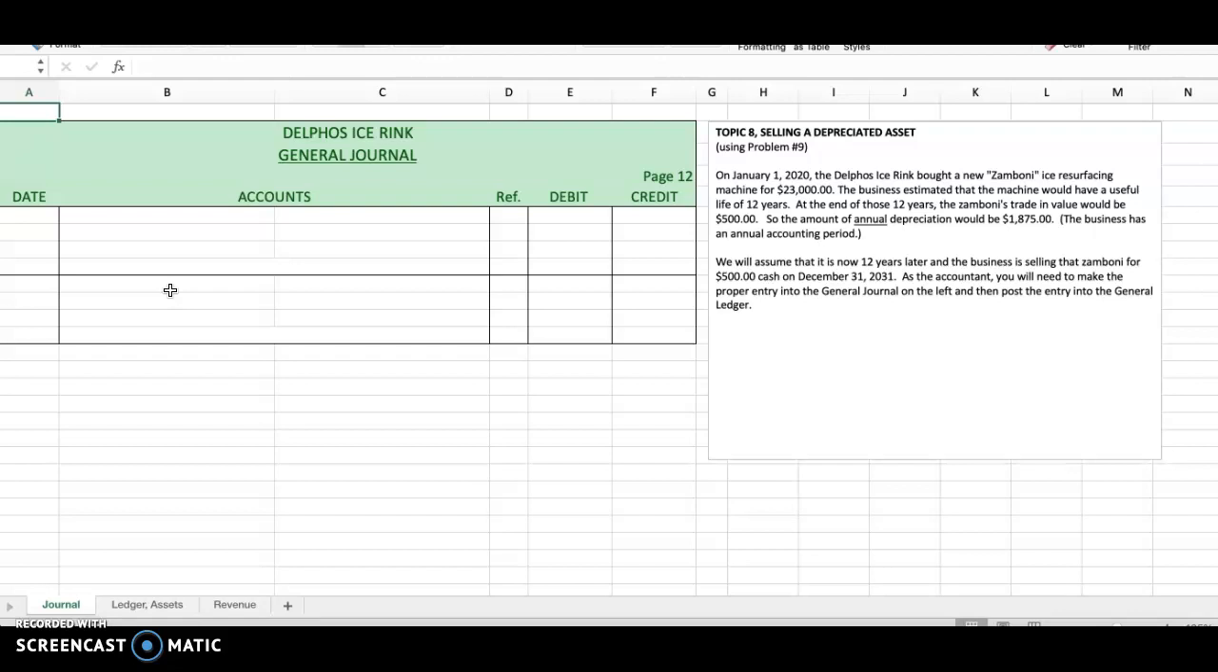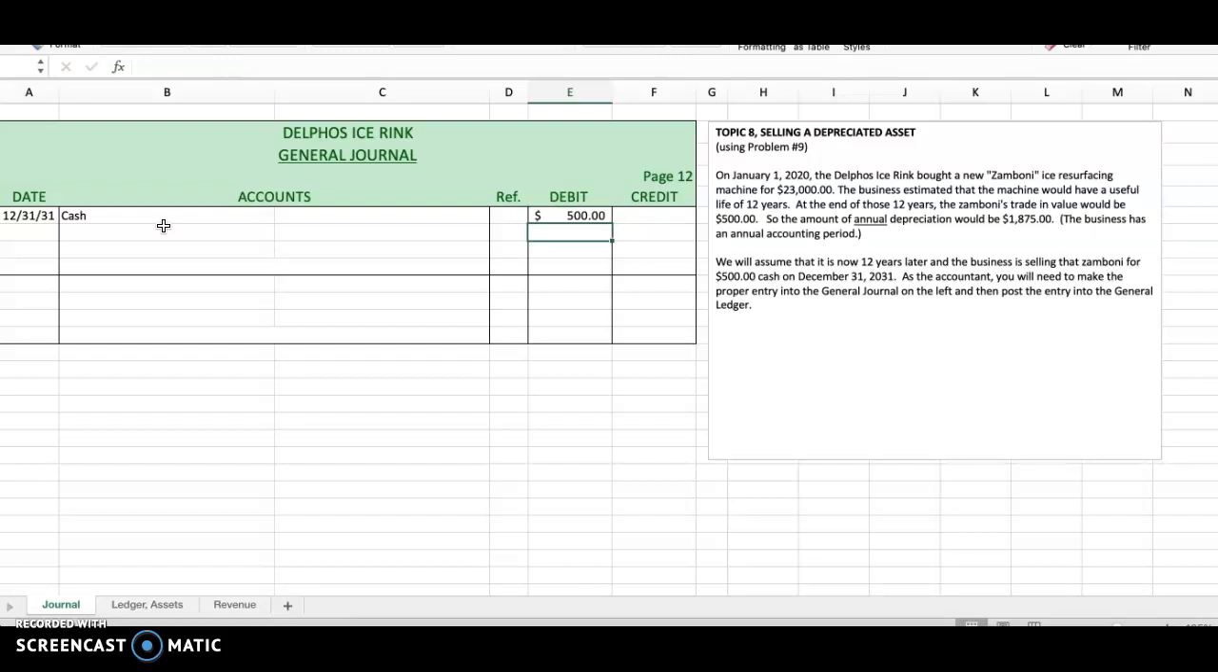So this is 2031. We are selling the Zamboni for $500. So obviously we need the date. So it's 12/31/31. That's our present day. And we are going to debit cash. We got cash for this. And we sold this Zamboni for $500. So obviously $500 should be debited to cash. Cash is an asset. It went up. So that part is very simple.